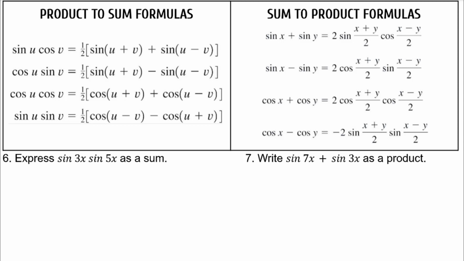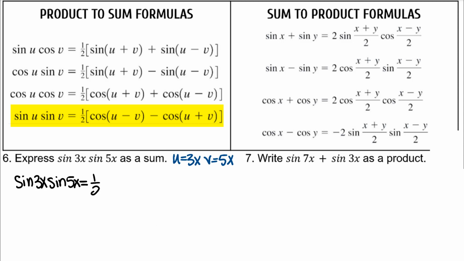Product to sum formulas allow you to write a product of sines and cosines as a sum, and sum to product formulas allow you to write a sum of sines and cosines as a product. Number 6, express sine of 3x times sine of 5x as a sum. So using u and v as our angles, u would be 3x and v would be 5x. Plug it into the formula.